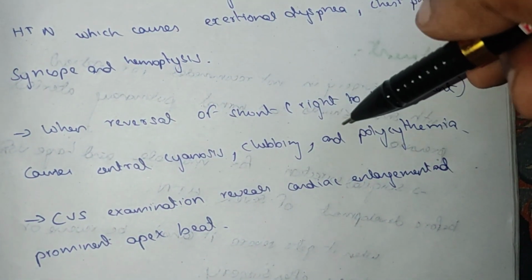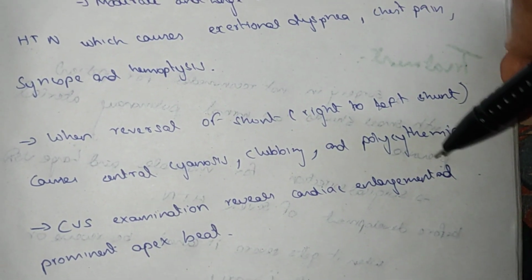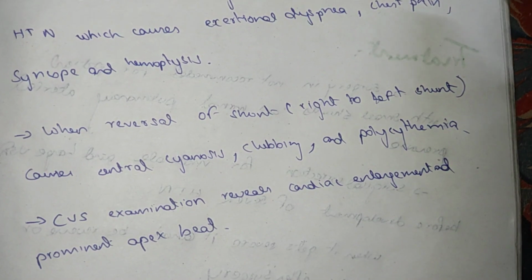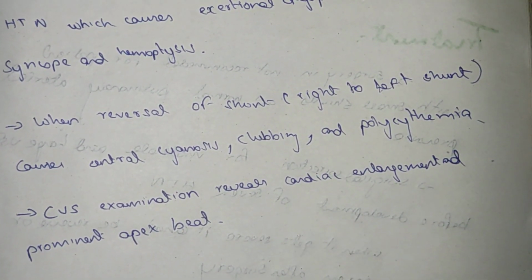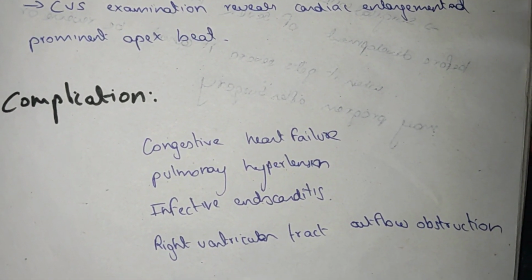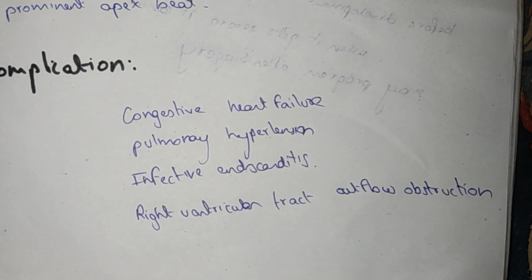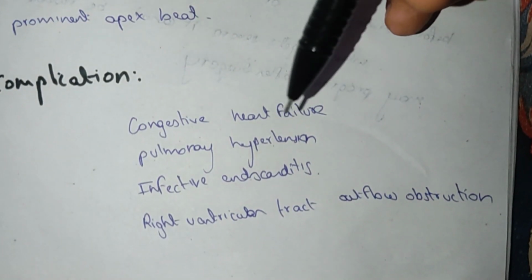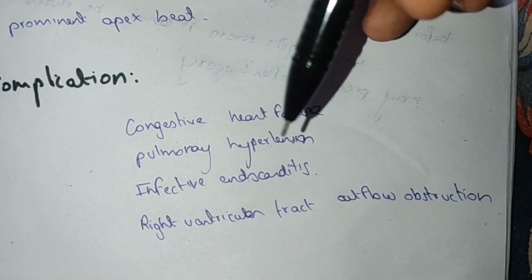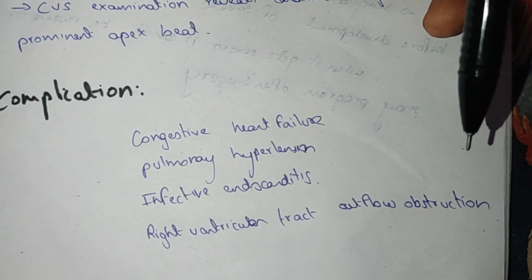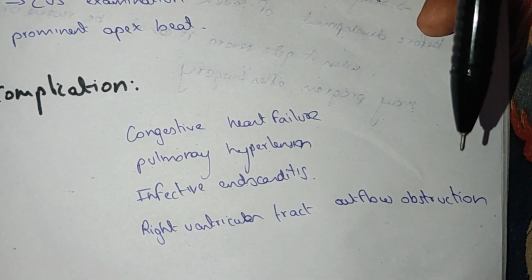Polycythemia. CVS examination reveals two things: cardiac enlargement and a prominent apex beat. The complications of this ventricular septal defect are congestive cardiac failure, pulmonary hypertension, infective endocarditis, and right ventricular outflow tract obstruction. These are the complications seen in the ventricular septal defect.